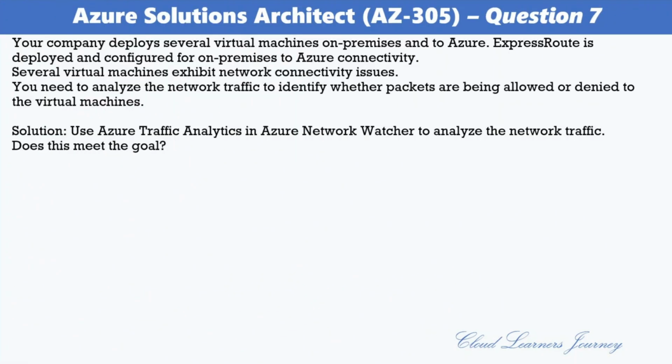Next, question number 7. The same as the previous two questions, but here the solution is different. The solution is: use Azure Traffic Analytics in Azure Network Watcher to analyze the network traffic. Does this meet the goal? The options are A, yes, B, no. The correct option is B, no. We have to use Azure Network Watcher IP Flow Verify, which allows you to detect the traffic filtering issues.